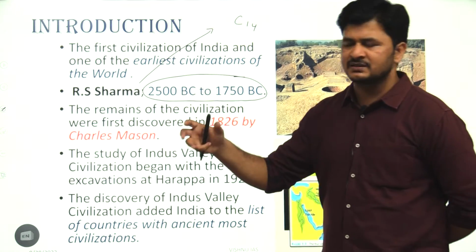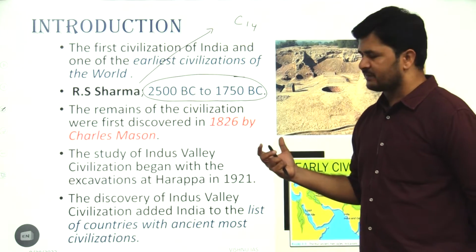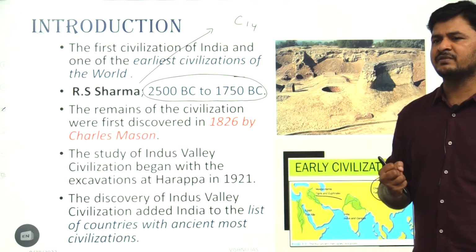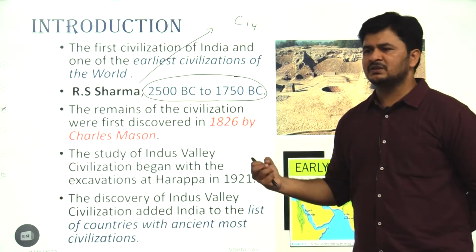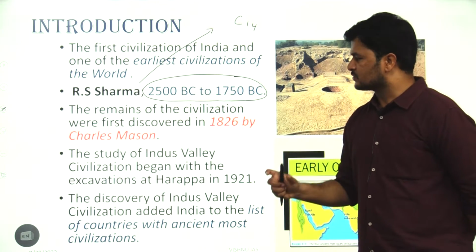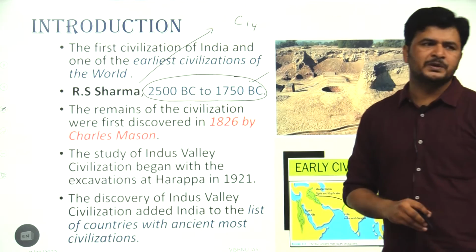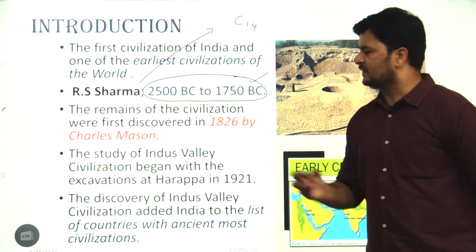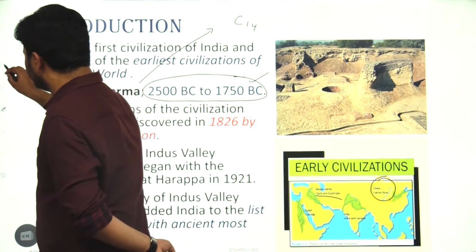Some scholars, especially Sir John Marshall, the then Director General of Archaeological Survey of India, came up with 3500 BC to 2500 BC. Some historians came up with other opinions, but maximum scholars and archaeologists supported the view of R.S. Sharma. So we generally say Indus Valley civilization 2500 BC to 1750 BC.